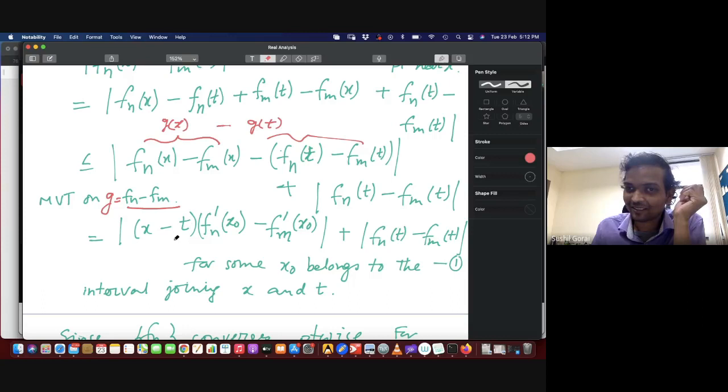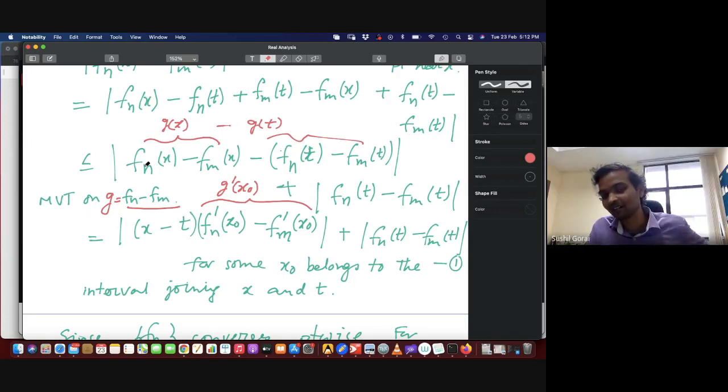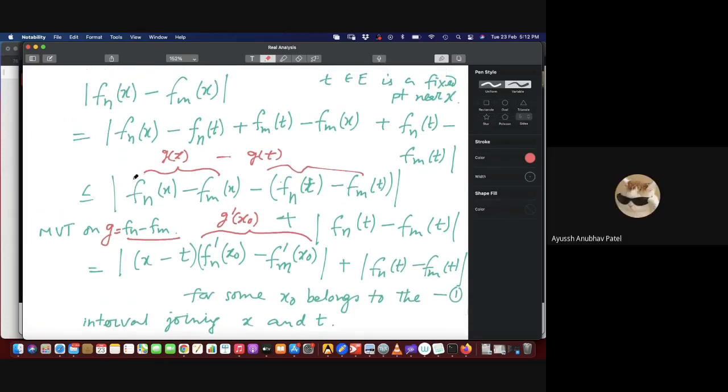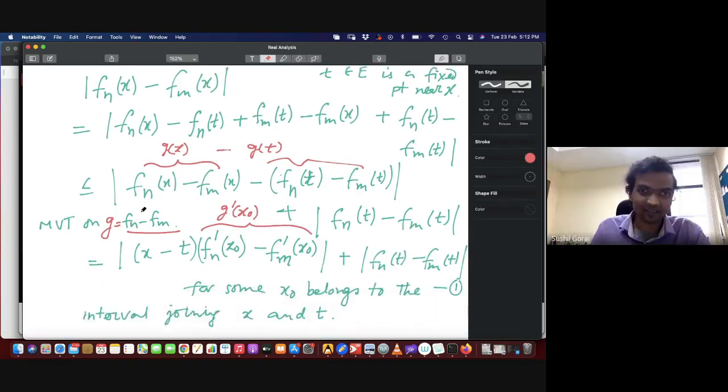So now you can use the mean value theorem, and this one is g prime at x naught. Is this fine now? Yes, sir. So you have to use it not on f_n or f_m individually, but on the difference. All right. I think I missed that part in my notes. I have sent this note also, so you could have looked at it. Thank you, sir. Any other question here?